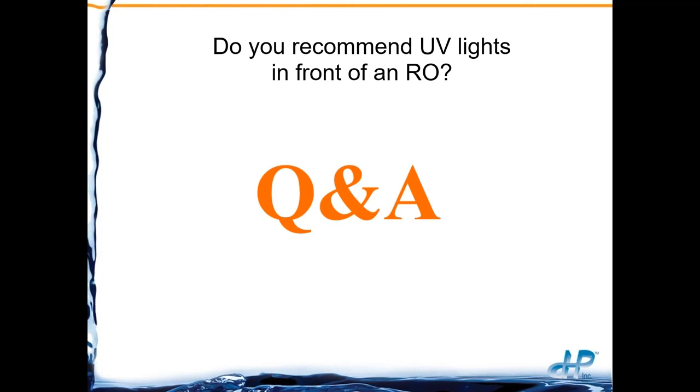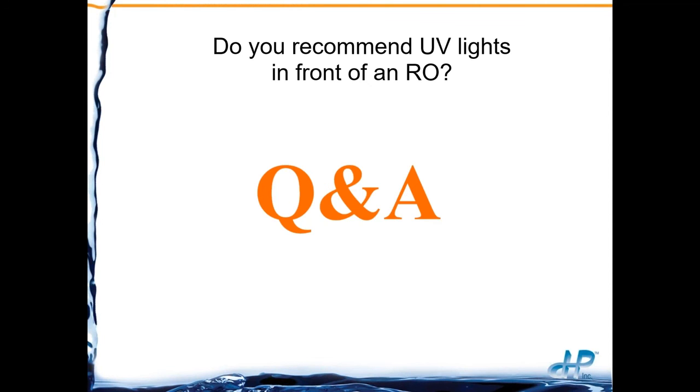What we're talking about for a UV light for controlling biological growth is a 254 nanometer UV light. What happens with UV light is it inactivates. It basically doesn't kill the bacteria. It alters their DNA so they cannot reproduce. But it won't get them all. You cannot have 100% effective UV inactivation.